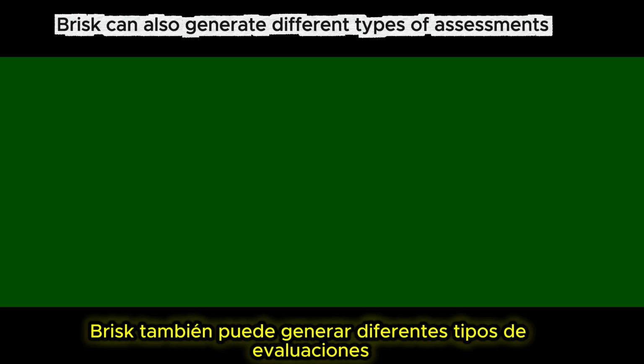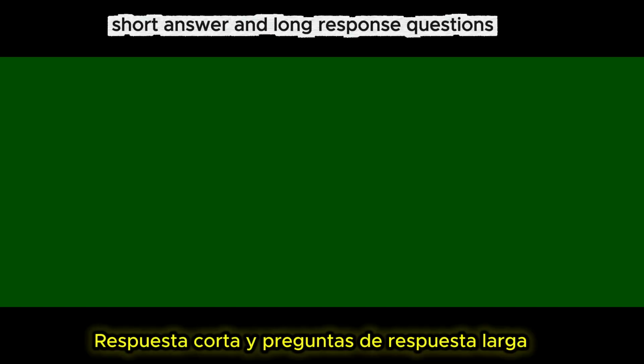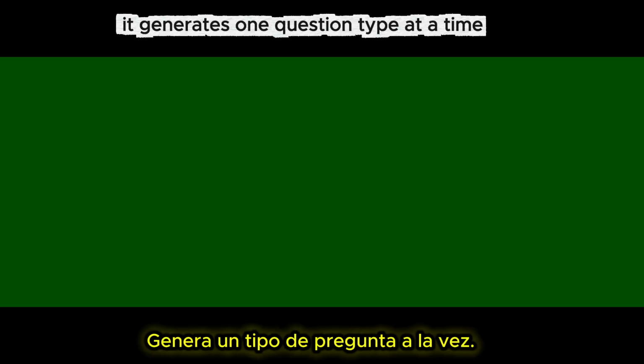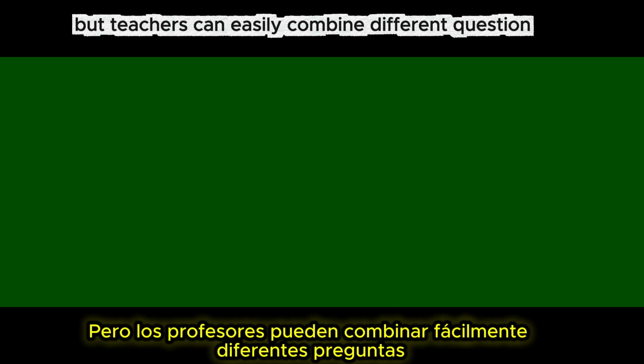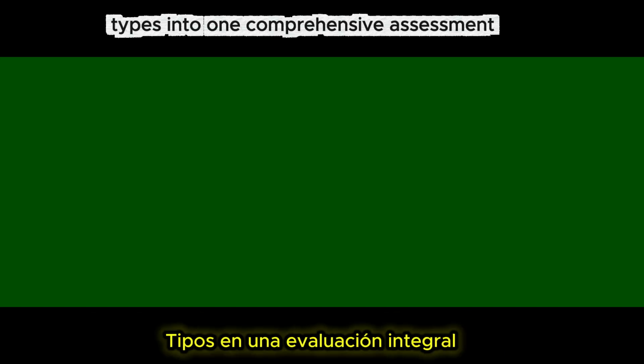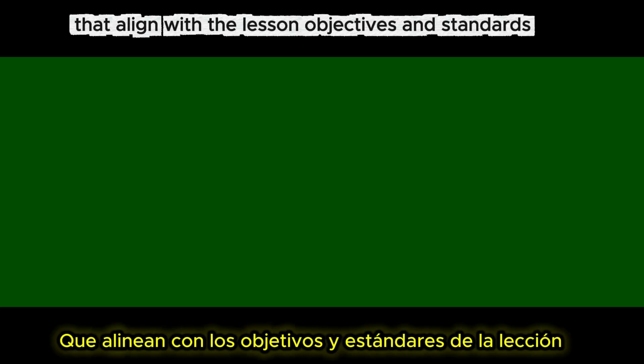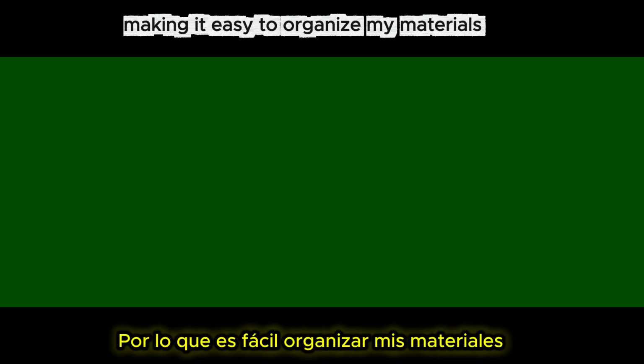Brisk can also generate different types of assessments, including multiple choice, short answer, and long response questions. With the free version, it generates one question type at a time, but teachers can easily combine different question types into one comprehensive assessment. Another benefit is that Brisk recommends additional instructional resources that align with the lesson objectives and standards. It also allows me to save everything directly to Google Drive, making it easy to organize my materials.